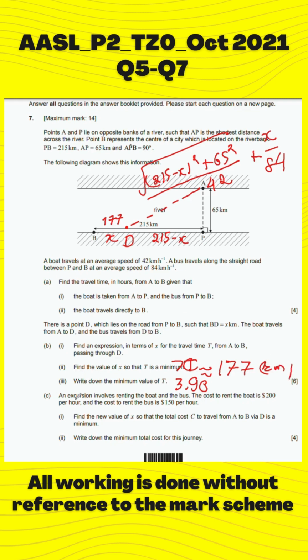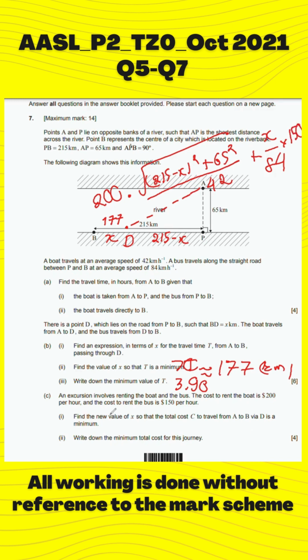Okay, C. The cost to rent a boat is 200 and the cost to rent a bus is 150. Find the new x so that the total cost is minimum. First, we need to find the expression for C. So this is the time traveled by boat and this is the time traveled by bus. So the cost will be 200 multiplied with this expression plus this one multiplied with 150.